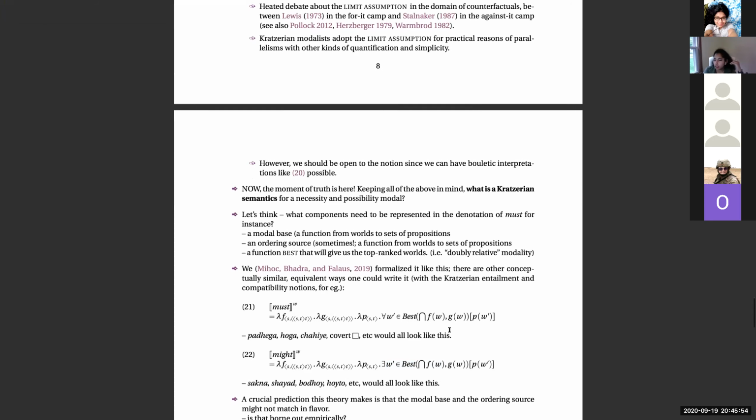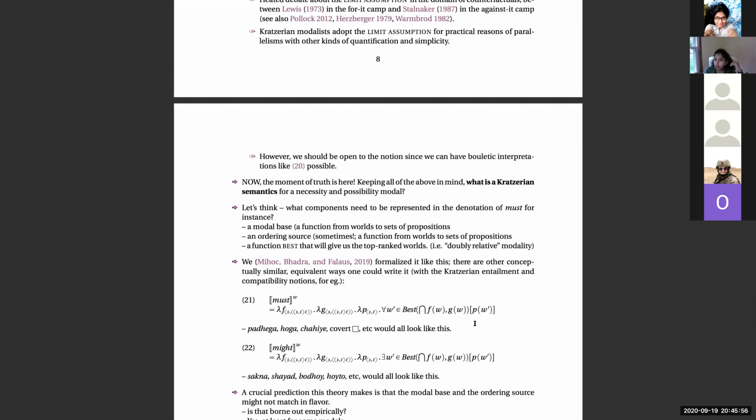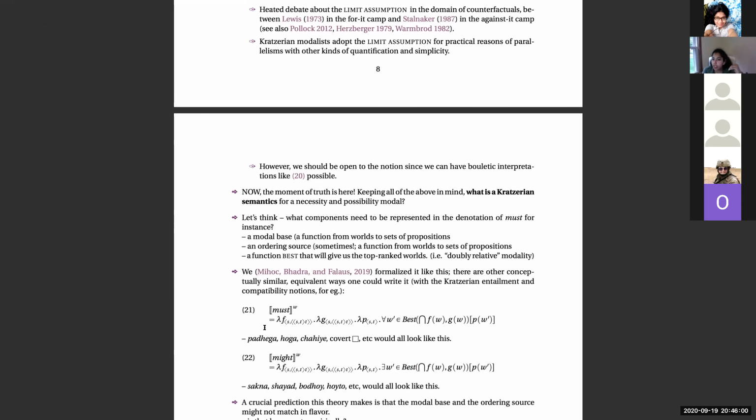I know it's 15 minutes over and I'm about to end, but I wanted to ask if anyone has any questions about these formalizations. We have just built in what we have been seeing so far. We need a modal base, we possibly need an ordering source, and then we quantify over the best worlds given from those two things.